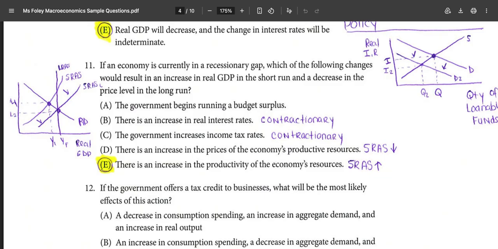And if we wanted the price level to go down, we wouldn't want AD to go up because, yeah, that would fix the recessionary gap, but that would not help us with our price level. We want SRAS to increase, and that's going to lower the price level. So when we look at the answer choices, E, there's an increase in the productivity of the economy's resources. SRAS is going to increase.